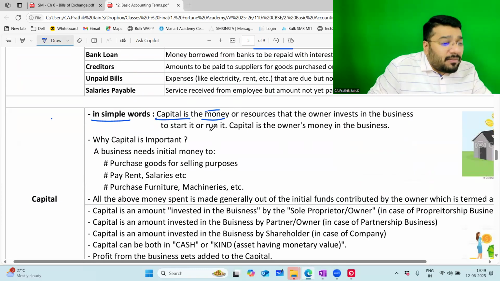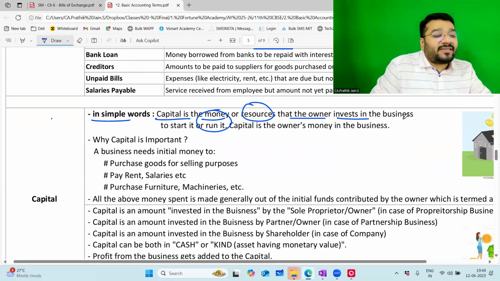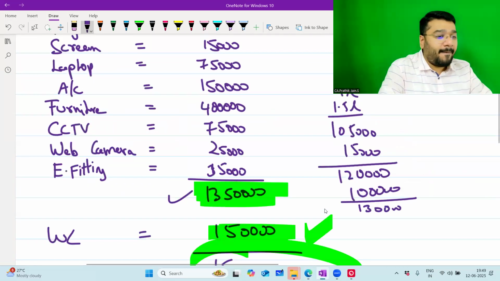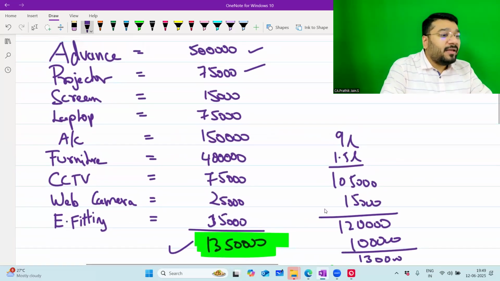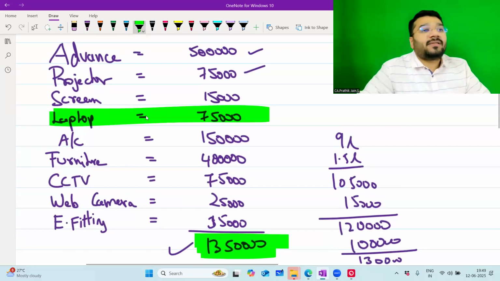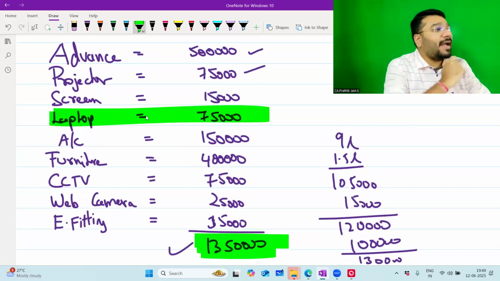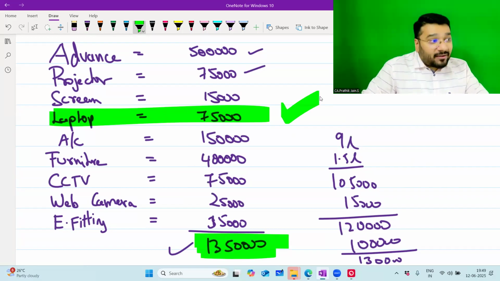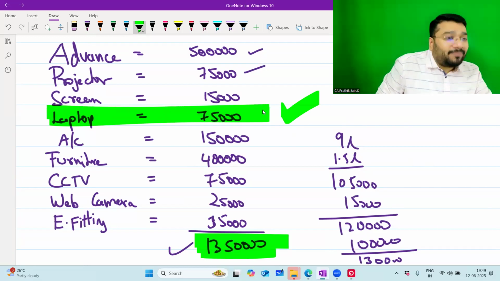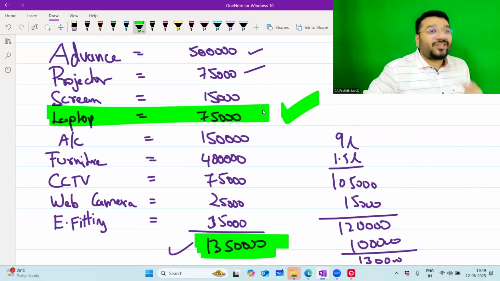In simple words, capital is the money or resources that the owner invests in the business. What is the meaning of resources? Sometimes what happens is, which is true in my case, I wanted a laptop for 75,000 rupees. I already had a laptop, and I had no use for it in my personal life. What I did is, instead of giving 75,000 rupees in cash to the business, where the business would use this money to buy another laptop, I said, I will not give 75,000. Instead, I'll give you this laptop directly. Which means capital need not be only in cash. I can give capital also in kind. That is called resources. Physical resources. Am I clear?